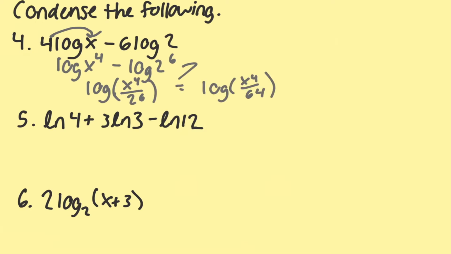Just be careful when you're going from here to here. Don't write it as log of x to the 4th divided by log of 2 to the 6th. Make sure when you're condensing two logs, you're only left with one log left. Here we still have 2.